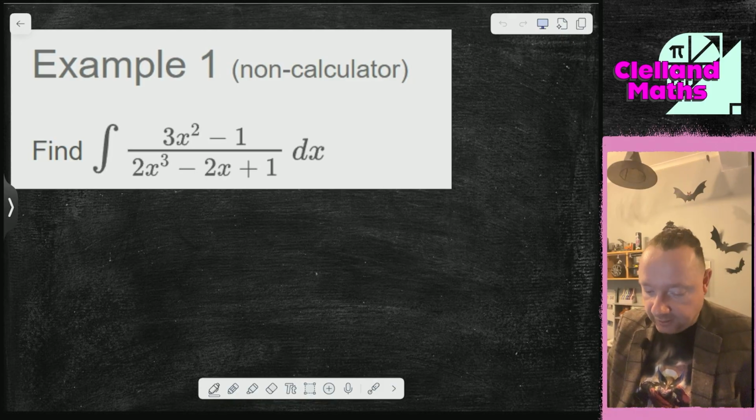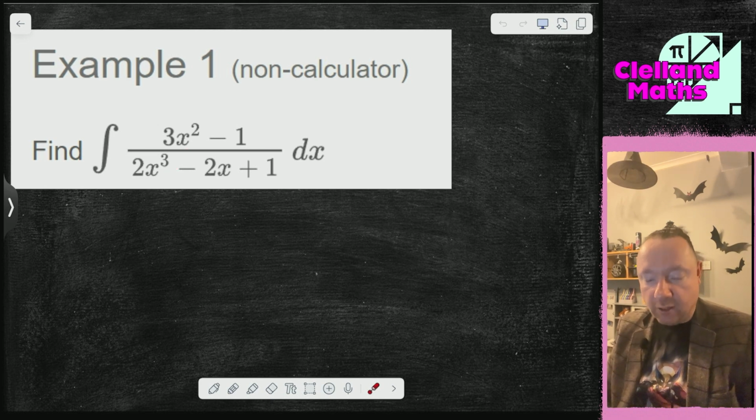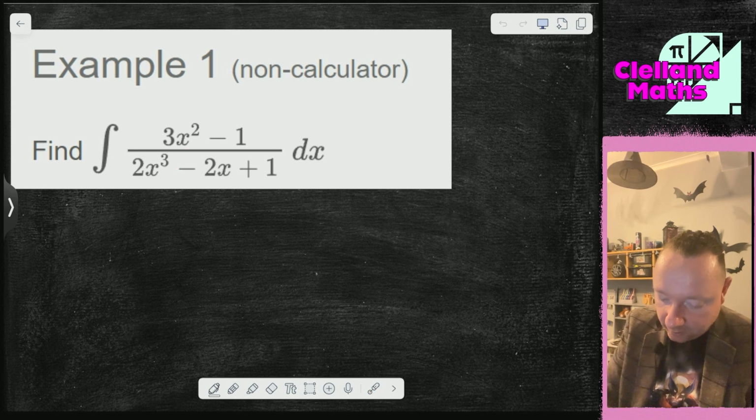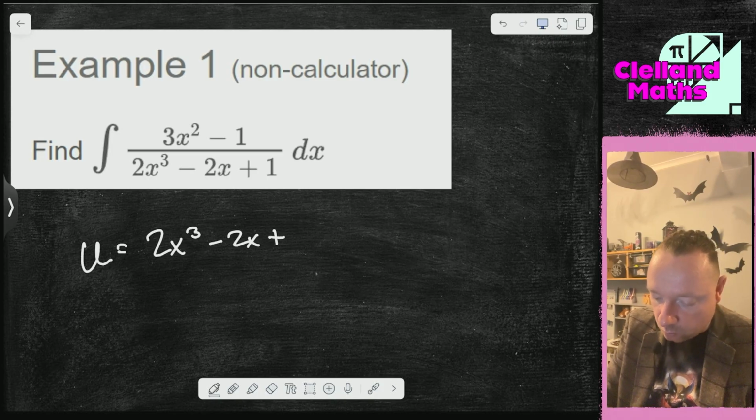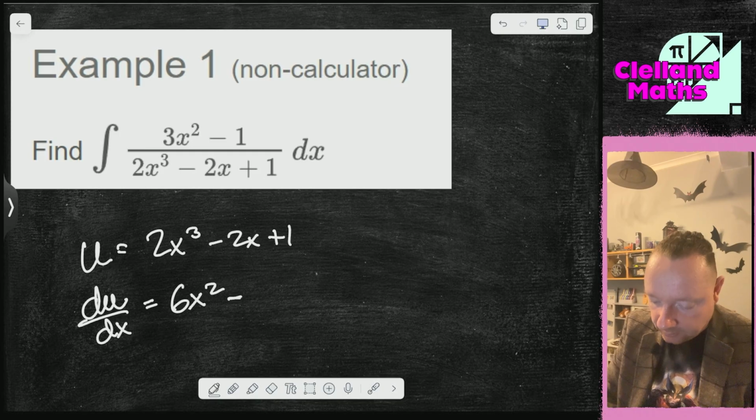Okay, example 1 says integrate 3x squared minus 1 over 2x cubed minus 2x plus 1. It looks almost impossible. However, notice how they're kind of like 1 power away. So if I differentiate one, I'm going to get a squared. So I'm going to try that. Let u equal 2x cubed minus 2x plus 1 and see what happens. So if I do du by dx, I get 3 twos is 6x squared minus 2.